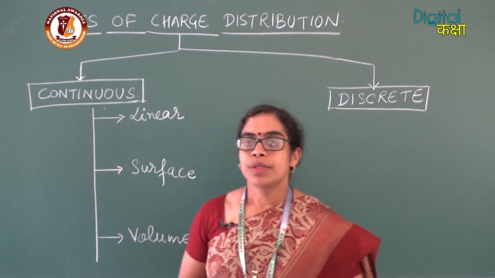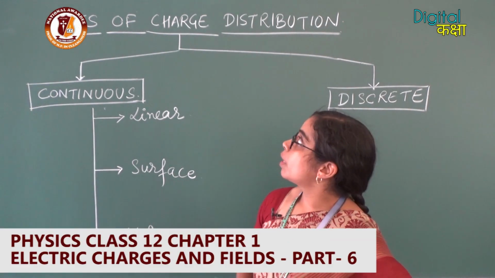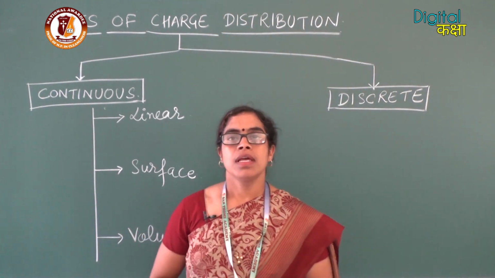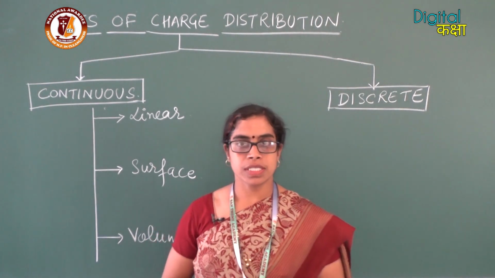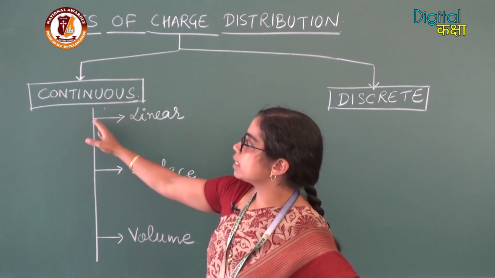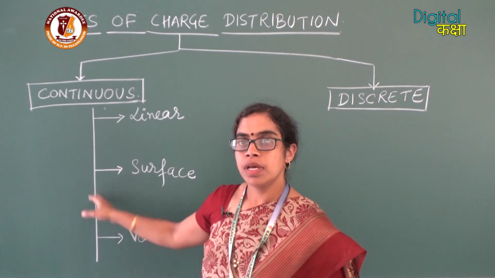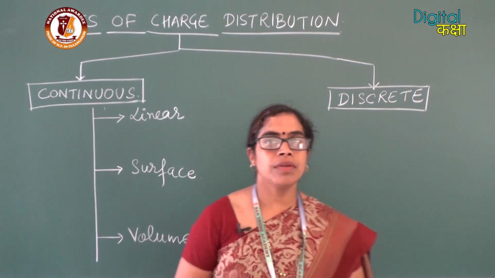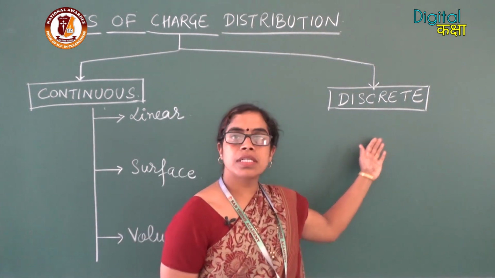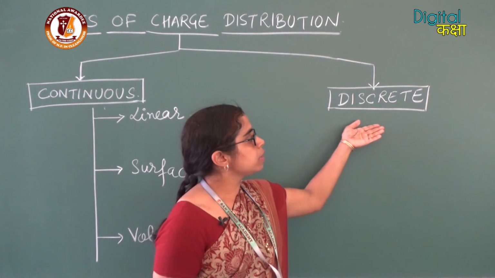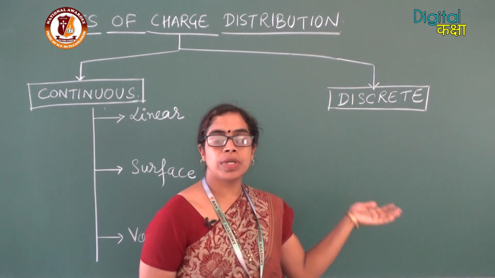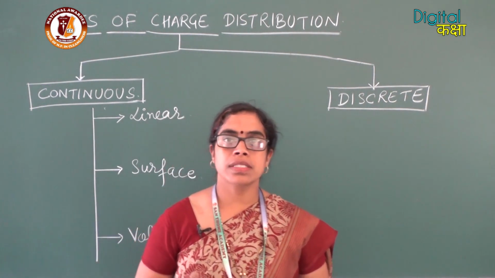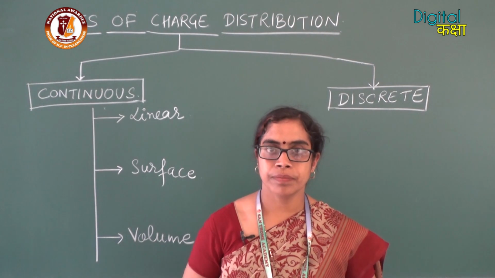Hello students, today we are going to study the types of charge distribution. Basically, there are two types of charge distribution. The first one is the continuous charge distribution, which is subdivided into three parts, and the other one is the discrete charge distribution. It means that when the charges are distributed randomly in any system, that is called the discrete charge distribution.